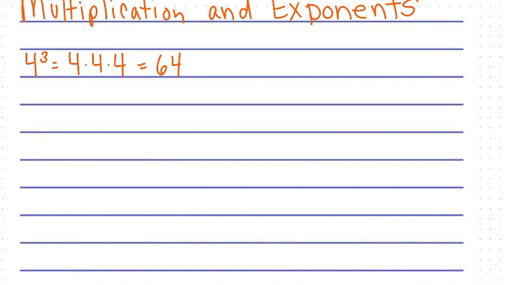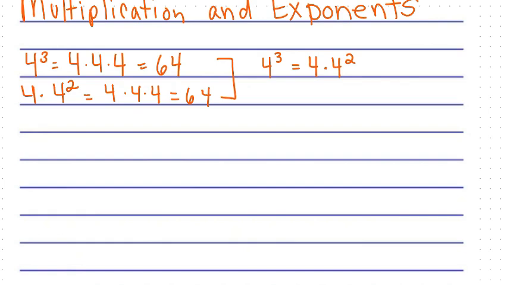Four times 4 is 16. 16 times 4 is 64. Okay. Then the next one is going to be 4 times 4 squared. We're going to expand this one too. So I have a 4, so I write that first. 4 squared means 4 times 4. So I actually get, again, 3 fours, which means 4 times 4 times 4, which is 64. Yeah. So these are the same thing. So what I want to write is 4 to the third power is equal to 4 times 4 squared. They're the same.